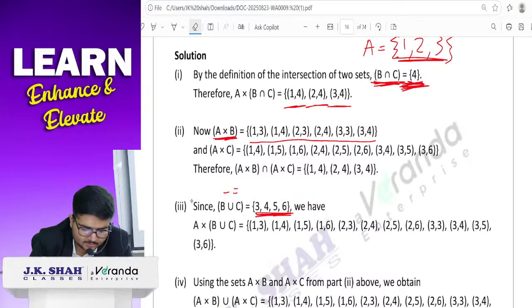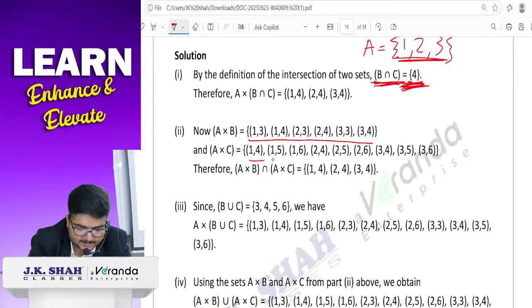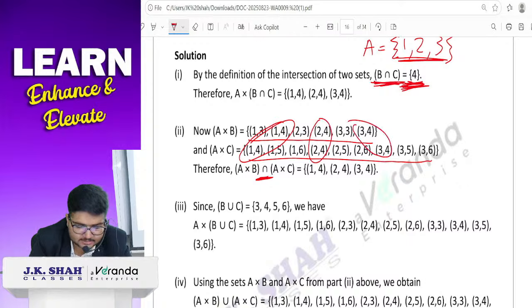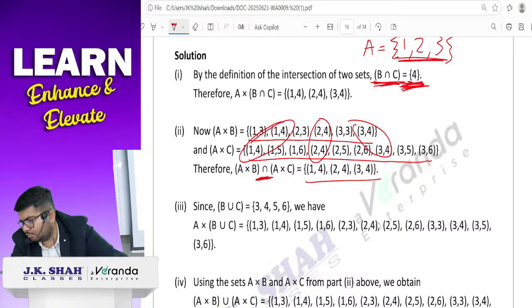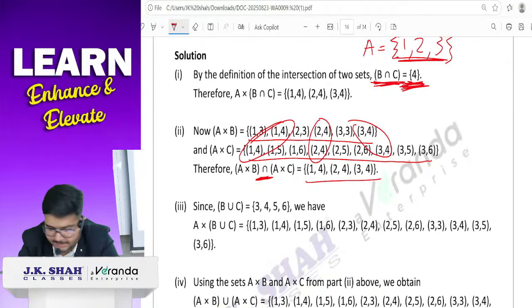I am erasing all this so you can focus clearly, right? Please see, they have found all the sets. Now they have to find the common elements in both the sets. So there are three common elements, that is (1,4), (2,4) and (3,4). So the set will consist of those ordered pairs only.